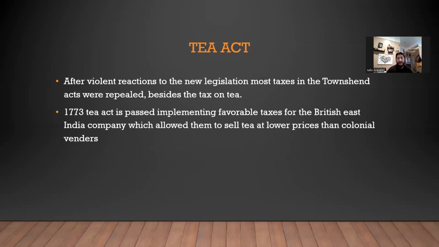and that leads into the Tea Act. Most of the taxes on goods from the Townshend Acts were actually repealed. The only exception was the tea. And in 1773, the Tea Act is passed, and it really supports the British East India Tea Company. It took away a lot of the duties they had to pay on importing their tea in order for them to outcompete the tea that was making its way into the colonies smuggled in from the Dutch.